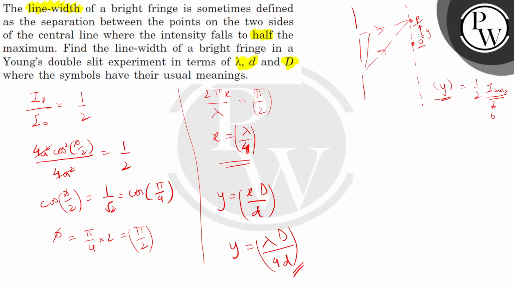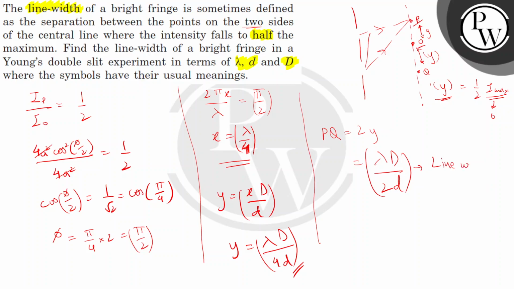Now they are asking the line width, which is given by the separation between the points on two sides. So using the same formula, we can calculate for the point Q over here. So they're asking us the distance between P and Q. Since the distance between P and O and Q and O is going to be the same, y, we can write the distance PQ is going to be 2 times y, which is going to be equal to lambda capital D by 2 small d. And this is what they're asking for, which is the line width of a bright fringe.